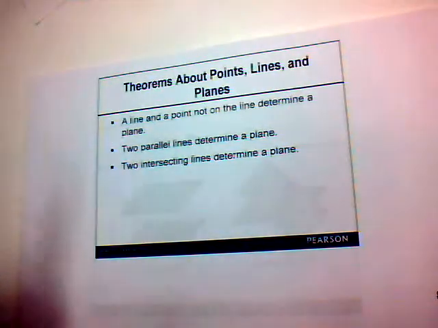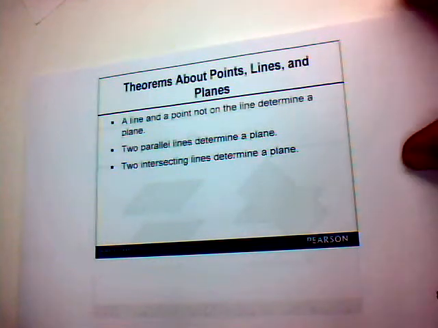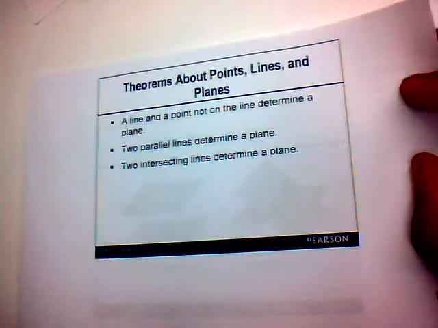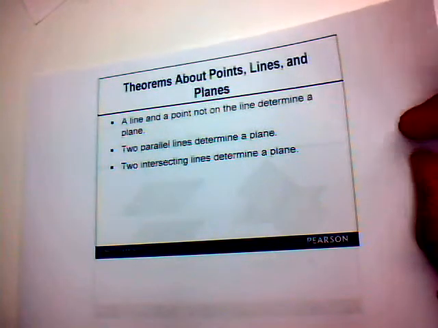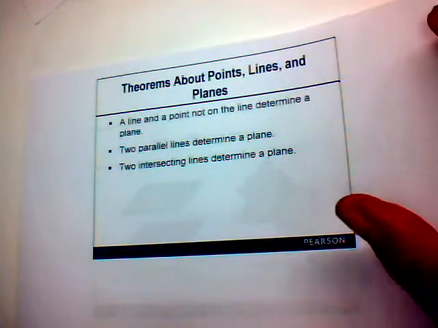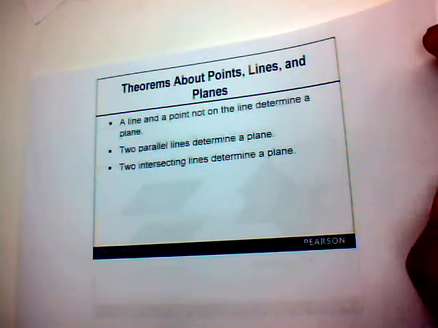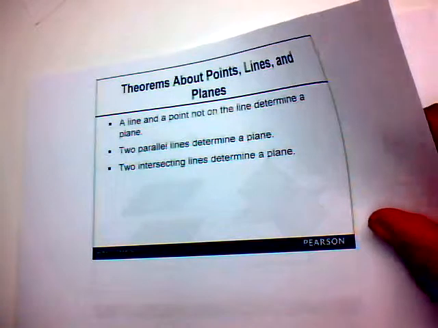Two parallel lines determine a plane. I did say that parallel lines do not intersect, and also they're in the same plane. And also two intersecting lines can determine a plane, because you have two lines that intersect at the same point. So obviously you have more than two points. That means we can come up with a plane from those two intersecting lines.